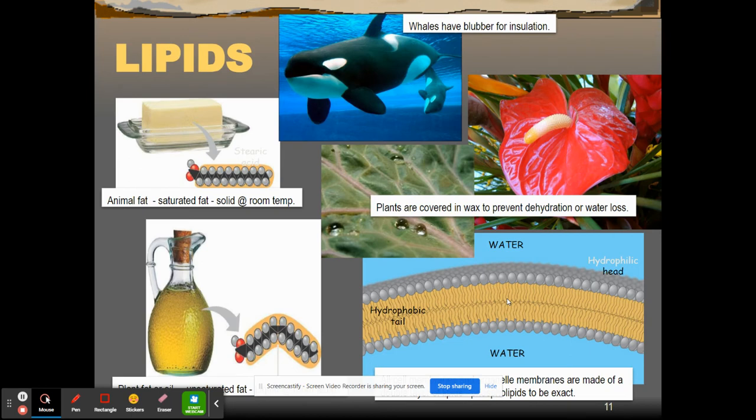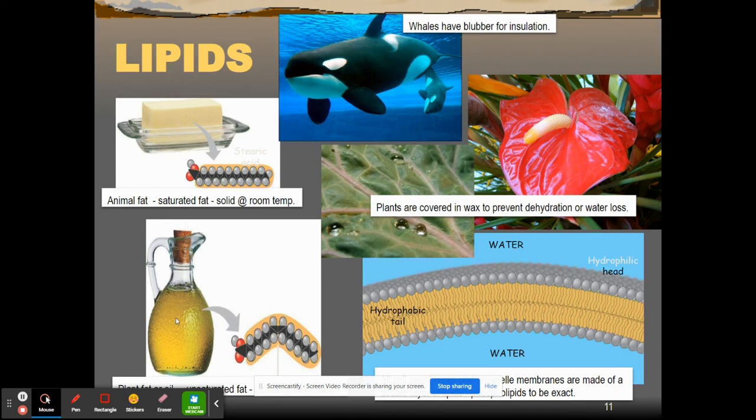All right, let's talk about lipids. Lipids, saturated fats are butter and cream. They're made by animals, and they have these long fatty acid chains that are completely saturated. There's no double bonds there. So they pack up really tight, and they can stay solid at room temperature.